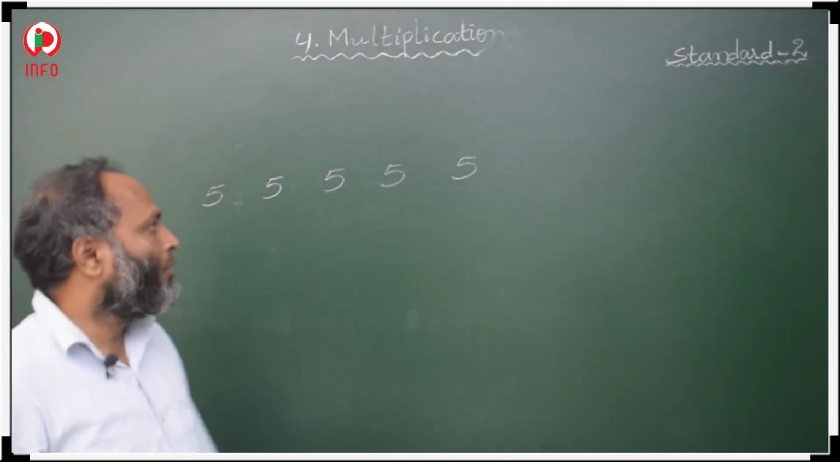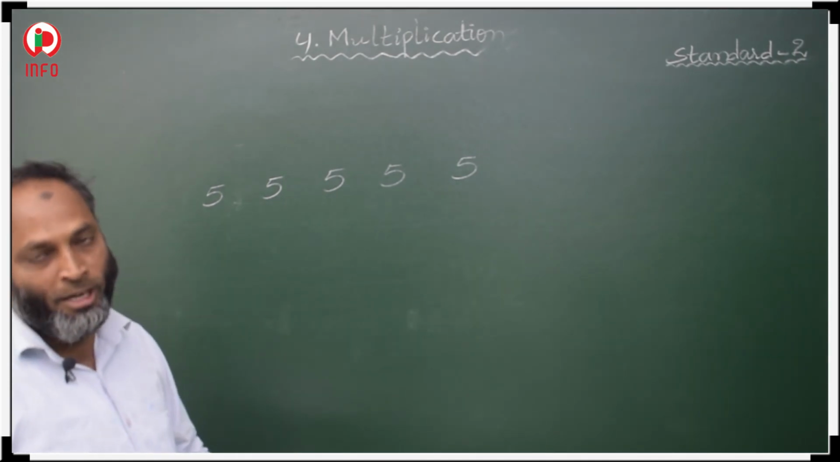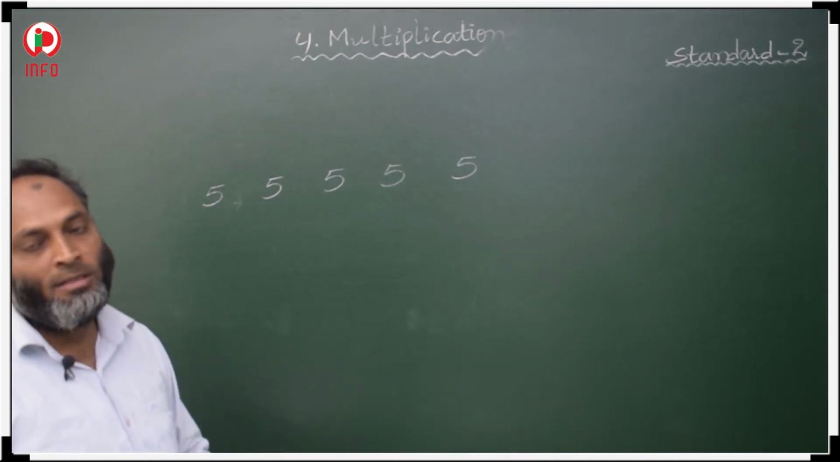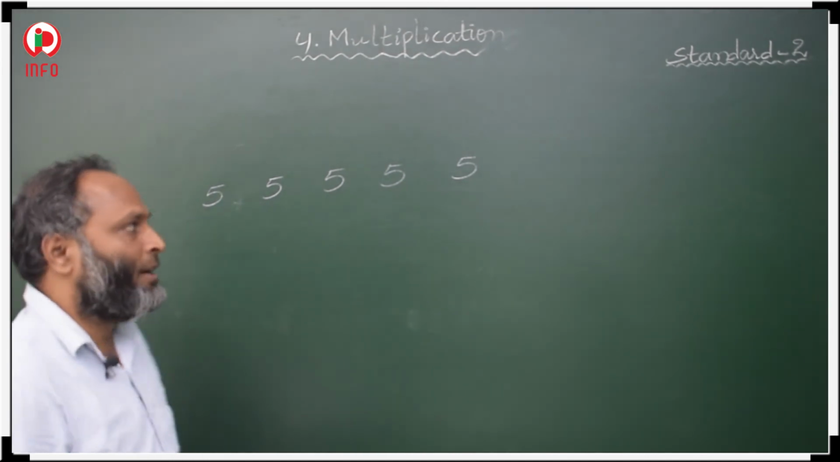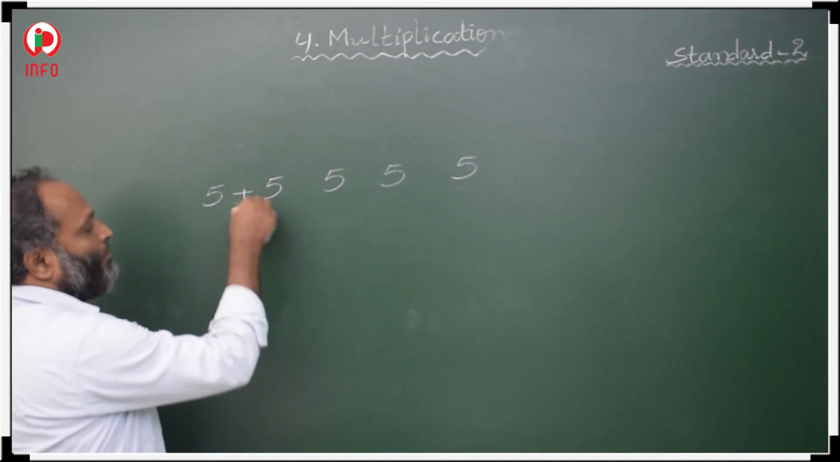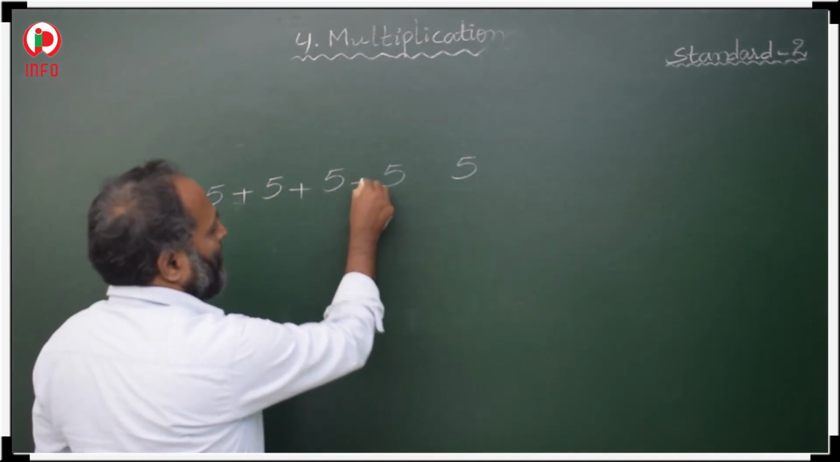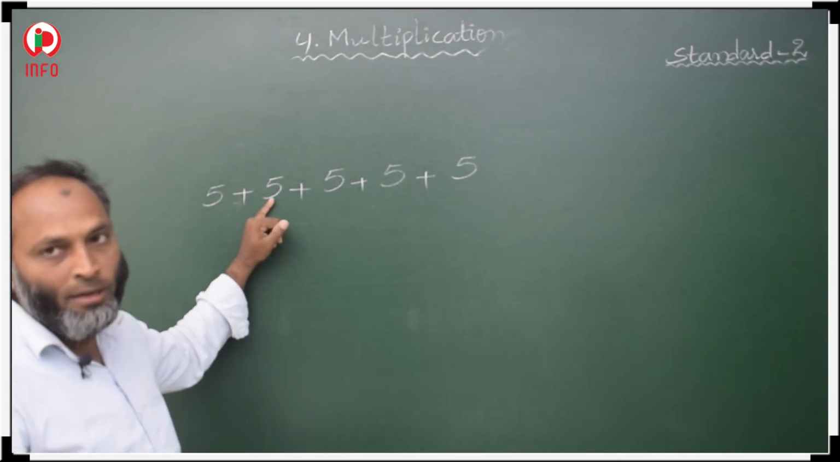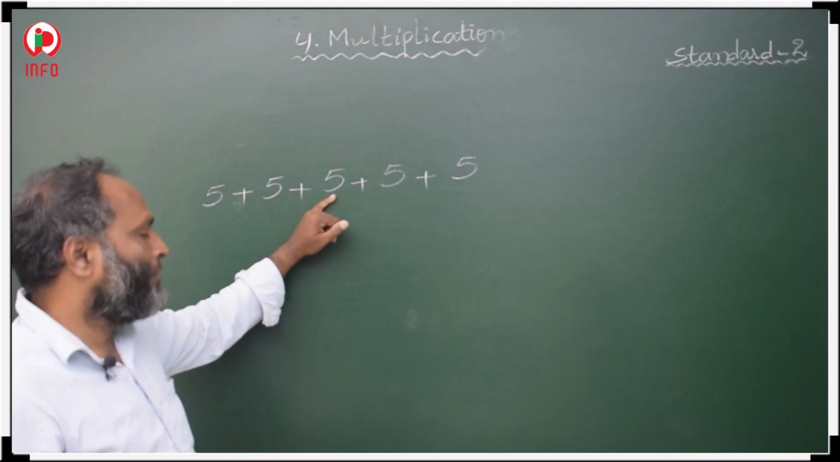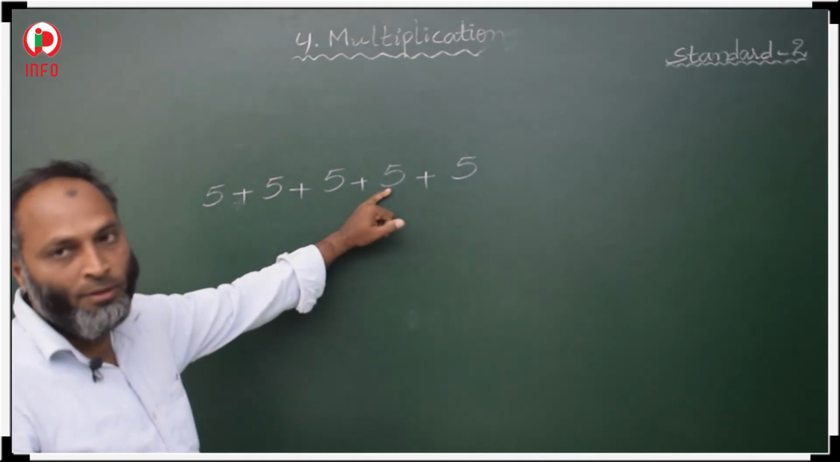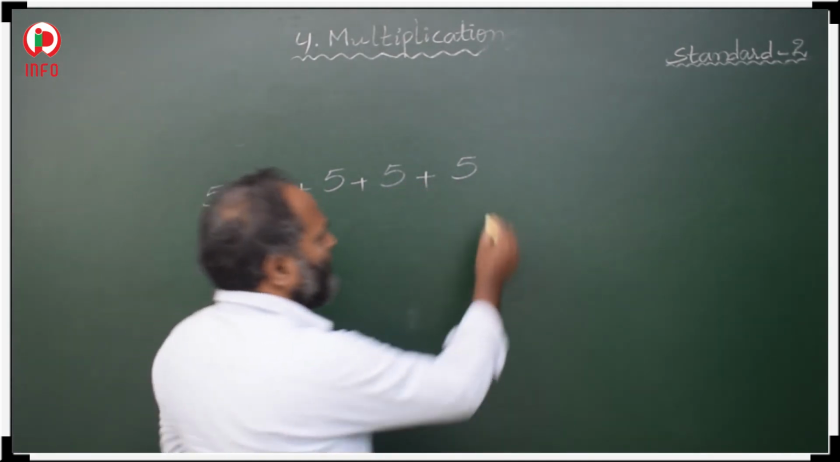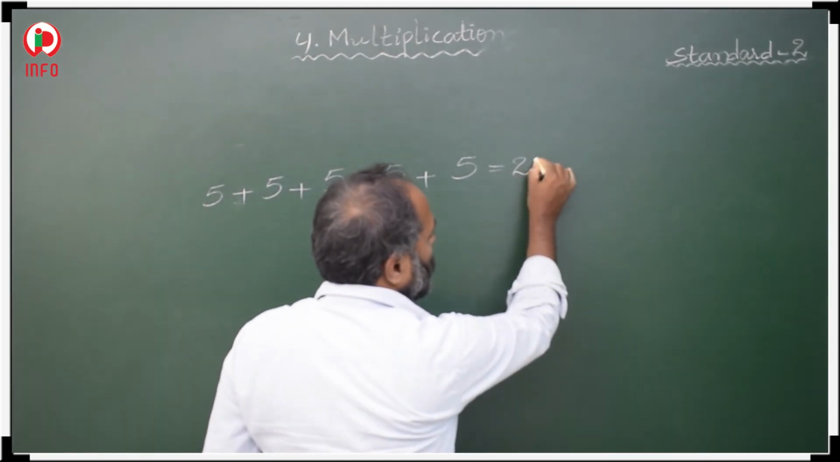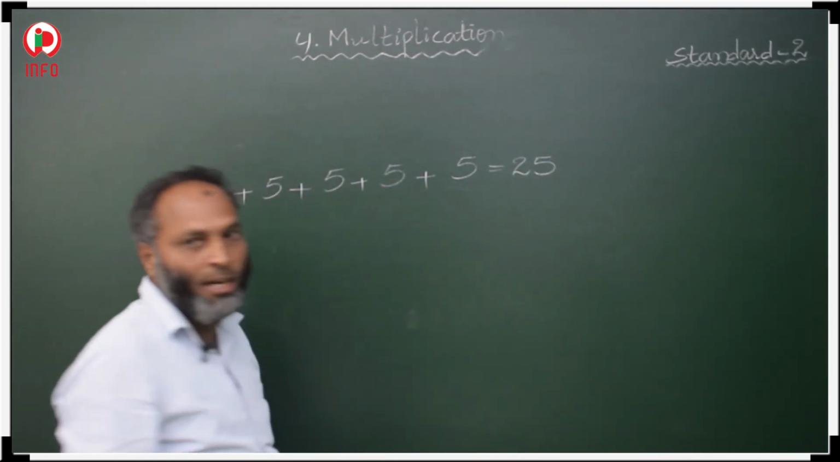Then how to find it by repeated addition? Repeated means the same number of crayons are there in each box. Then by repeated addition we find the answer: 5 plus 5 plus 5 plus 5 plus 5. 5 plus 5 is 10, 10 plus 5 is 15, 15 plus 5 is 20, 20 plus 5 is 25. Total how many crayons were there? 25. This is repeated addition.